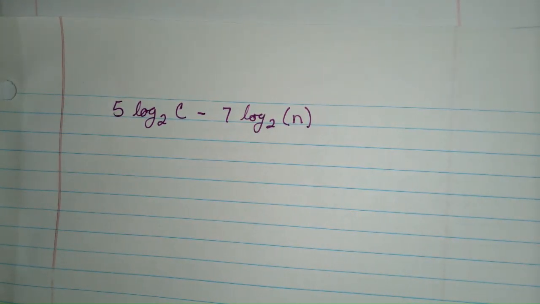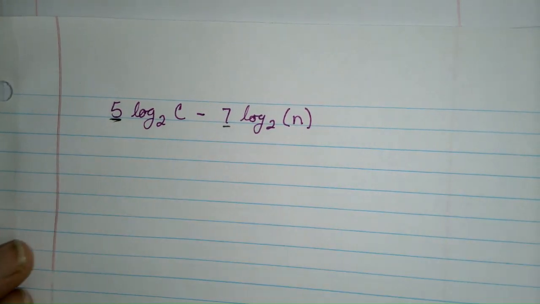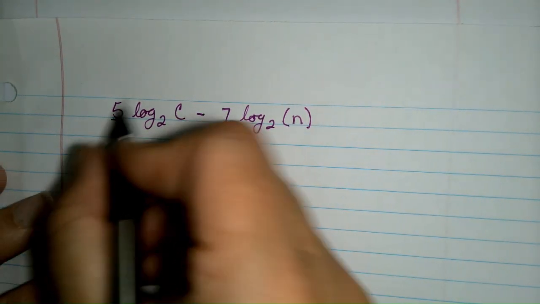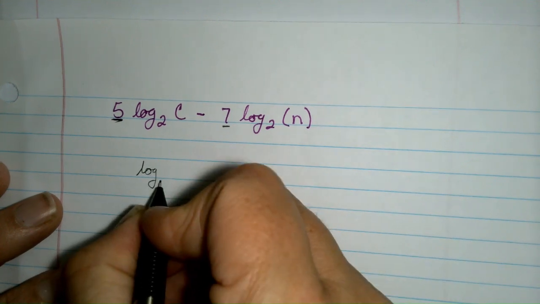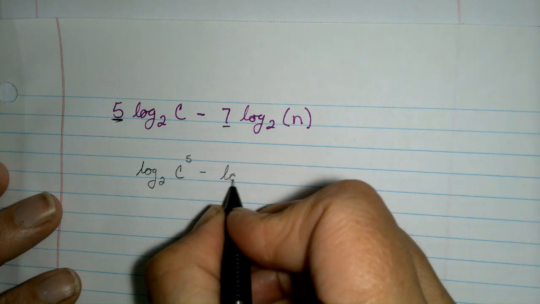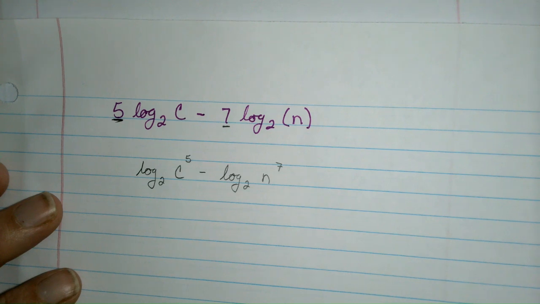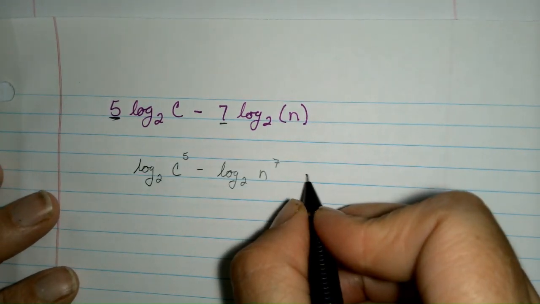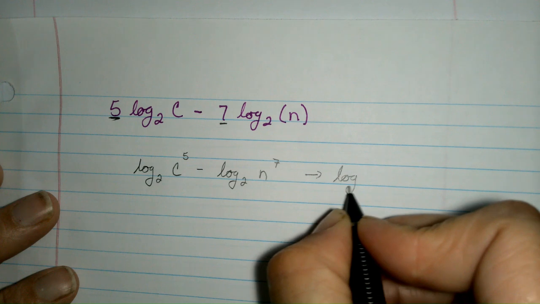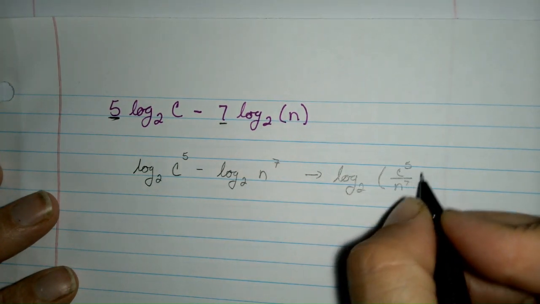So the big deal here is product and quotient properties don't work if there's coefficients. So you have to remove those coefficients first. That means we're going to have to reverse that power property. So we've got to put the powers back up. We'll have log subscript 2 of c to the 5th power minus log subscript 2 of n to the 7th power. Now we can combine them into one logarithm by saying, hey, log base 2 of c to the 5th divided by n to the 7th.